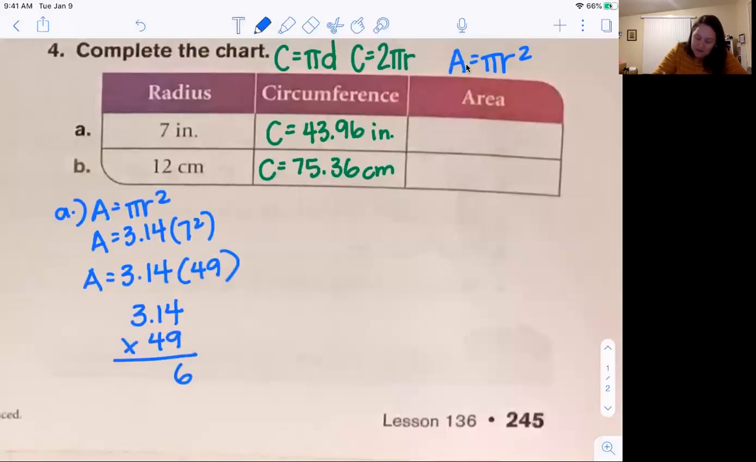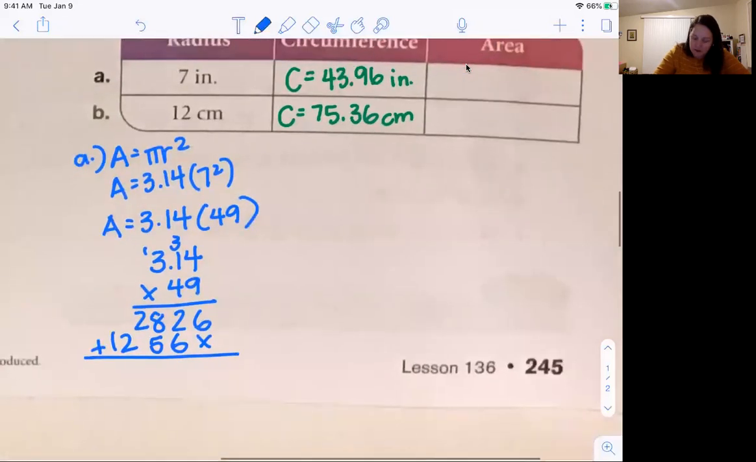9 times 4 is 36. 9 times 1 is 9, plus 3 is 12. 9 times 3 is 27, plus 1 is 28. 4 times 4 is 16, carry the 1. 4 times 1 is 4, plus 1 is 5, and 4 times 3 is 12. Hopefully, I think you can see it.